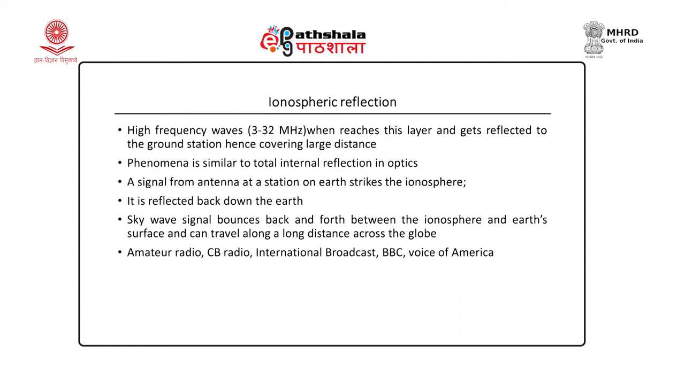By bouncing up and down from the ionosphere. This type of waves are known as sky waves, and the propagation is known as ionospheric propagation. And the waves in the range of 3 to 32 megahertz undergo this type of behavior. The applications are amateur radio, citizen band radio, that is CB radio, and international broadcast, BBC, Voice of America. These all use transmission in the ionospheric propagation way.